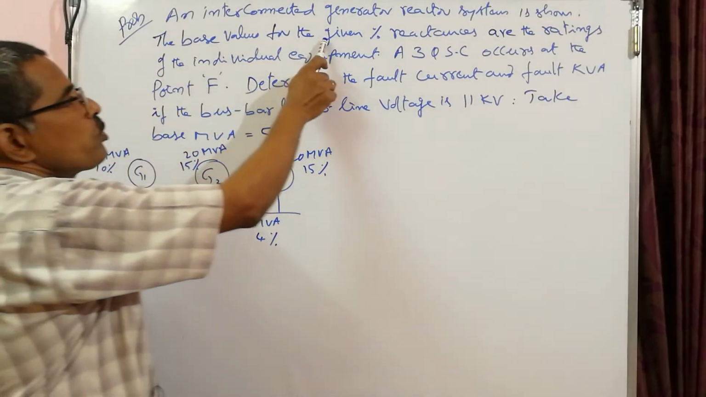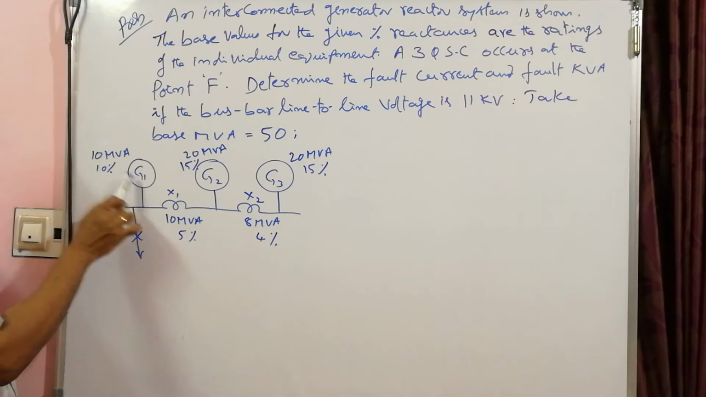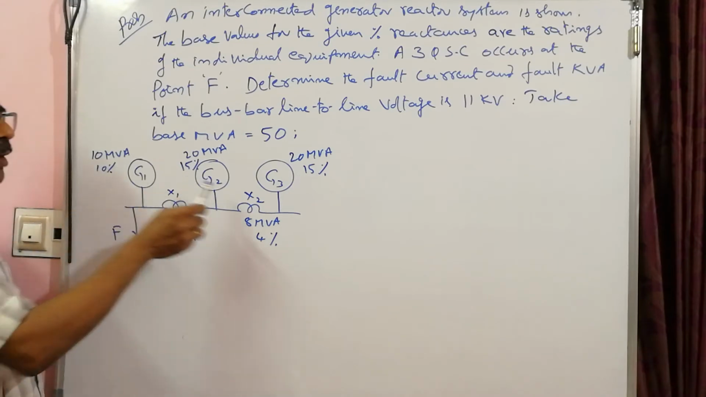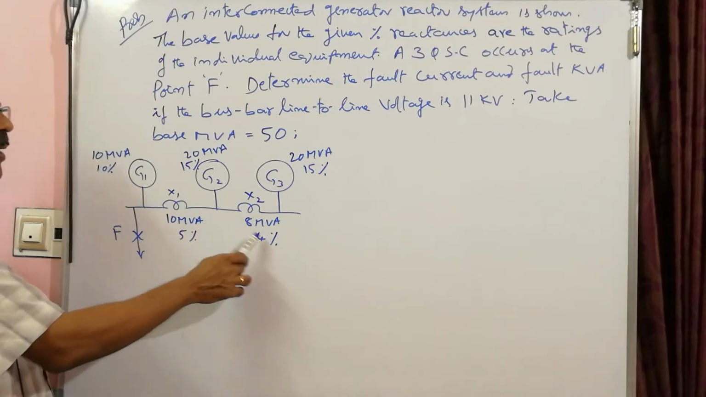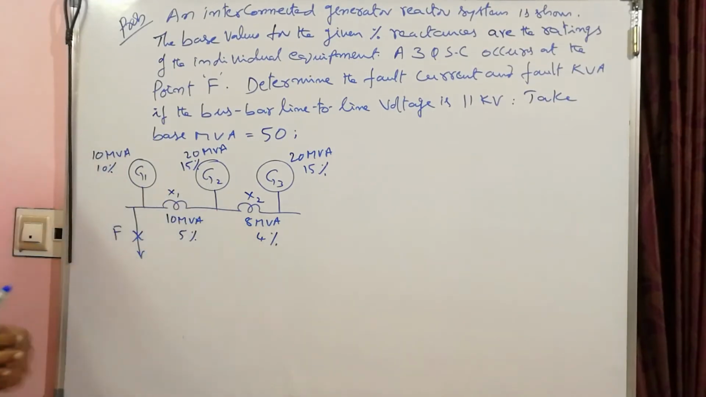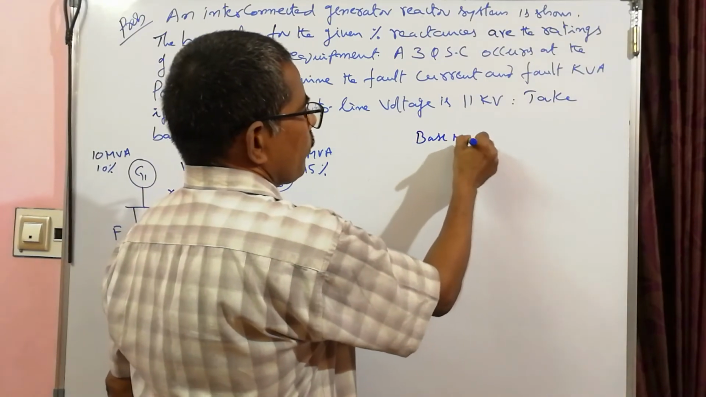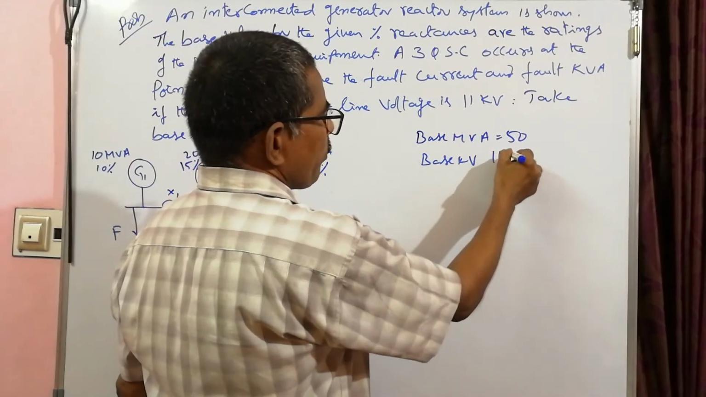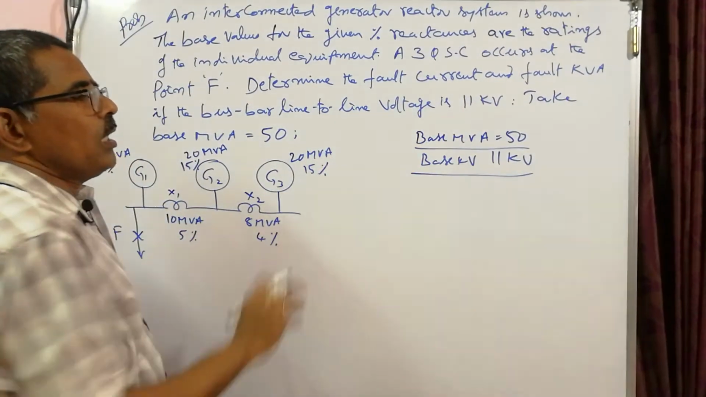So these are the base values of the given percentage reactances, the ratings of individual equipment. That means if you take generator 1, it has a reactance of 10% based on 10 MVA. Likewise, generator 3 has 15% reactance based on its own MVA. Similarly, the percentages marked are based on their own ratings, as we know. So now you take base MVA 50 and base KV, which is 11 kV for the entire system. No other voltages are given, so you take that as unique.